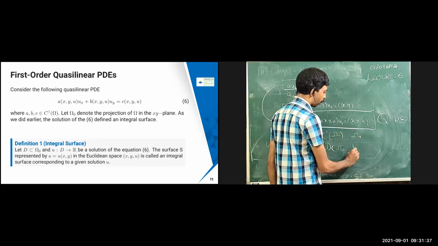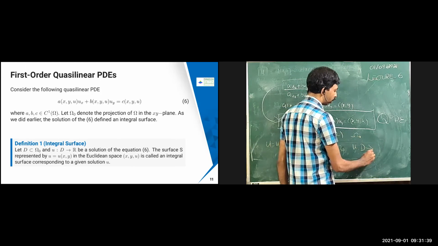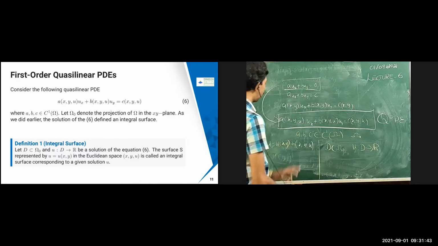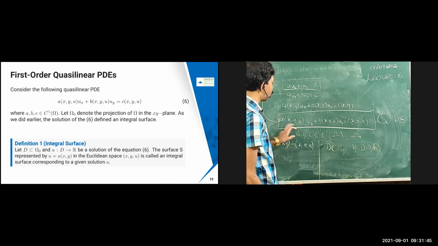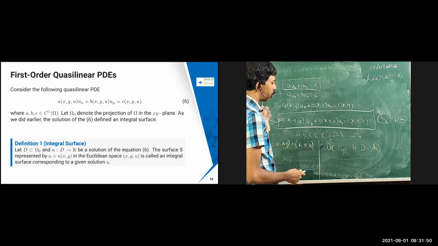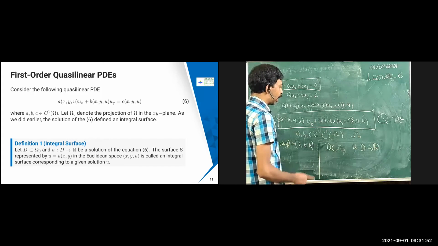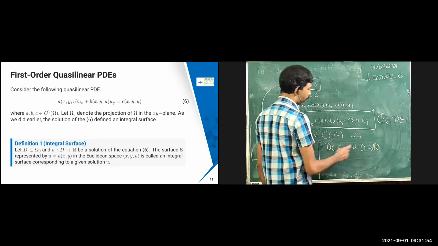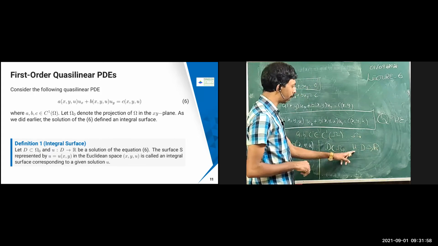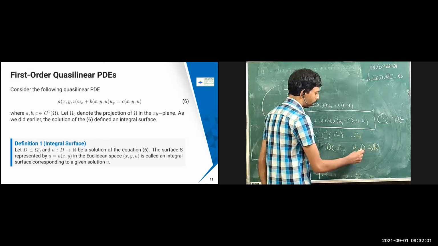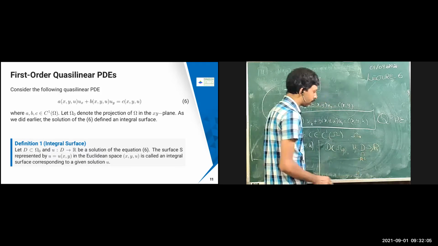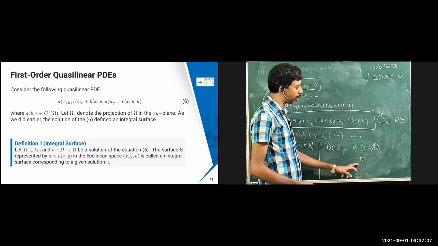Then u is a function from D to R, which is a solution of this equation, a(x, y, u) ux plus b(x, y, u) uy. Then there will be a surface represented by this one, because u of (x, y) is there. u is a function from D to R, and D is a subset of R squared, because omega naught is in the xy plane.